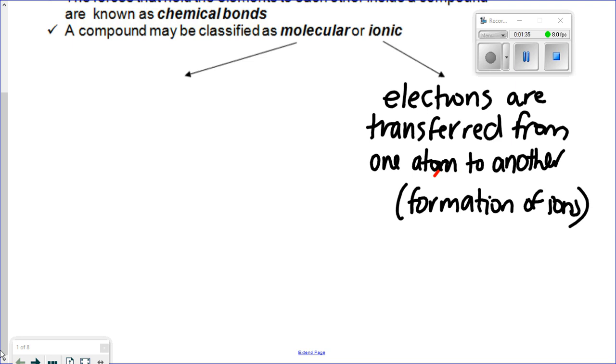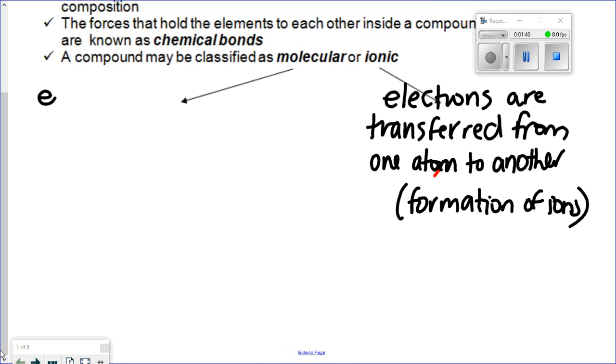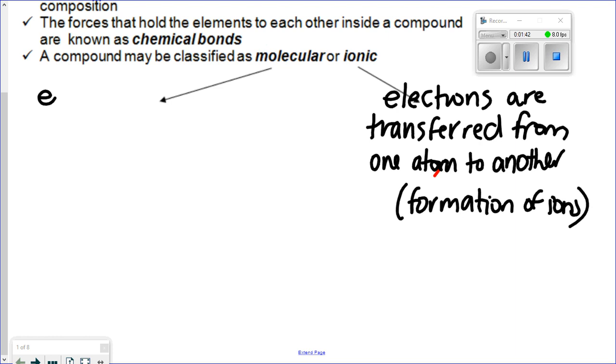What's actually happening is the electrons, oh my gosh. Okay, come on. Oh no.